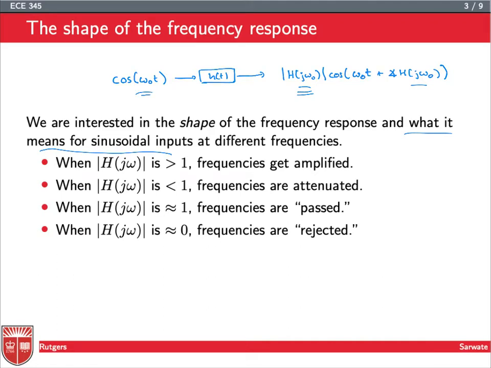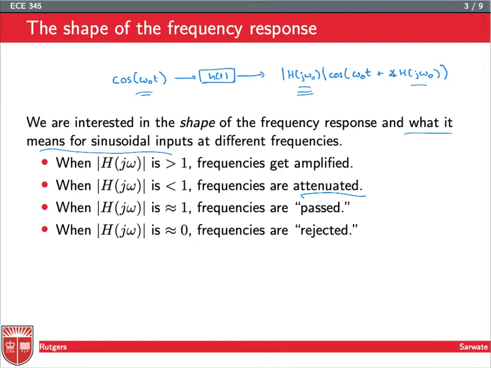So if the magnitude is greater than 1, then frequencies are getting amplified, right? That makes sense. Essentially, we're saying the gain of the system is bigger than 1, or the gain could be less than 1, in which case signals are attenuated. The interesting case that we want to look at is where the magnitude is approximately equal to 1, in which case the cosine that comes out is basically the same cosine that went in, possibly phase shifted. And that's what we mean when we say a frequency is passed by the filter.